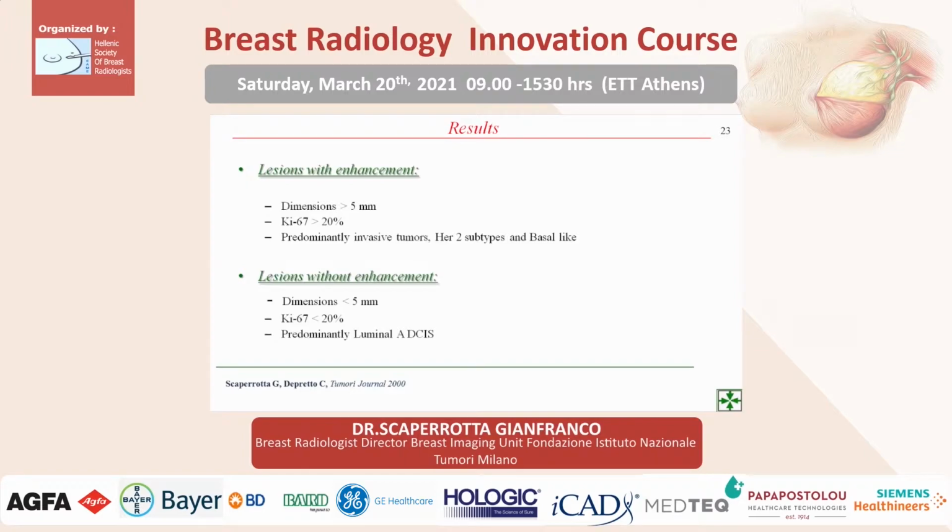Summarize, in general, microcalcification lesion with enhancement is dimension upper 5 millimeter, Ki-67 over 20%, and predominantly invasive tumor, in particular HER2 subtype and basal-like. Microcalcification lesion without enhancement is very low. The dimension is very low, inferior 5 millimeter. Ki-67 is inferior 20%, and predominant luminal A DCIS.